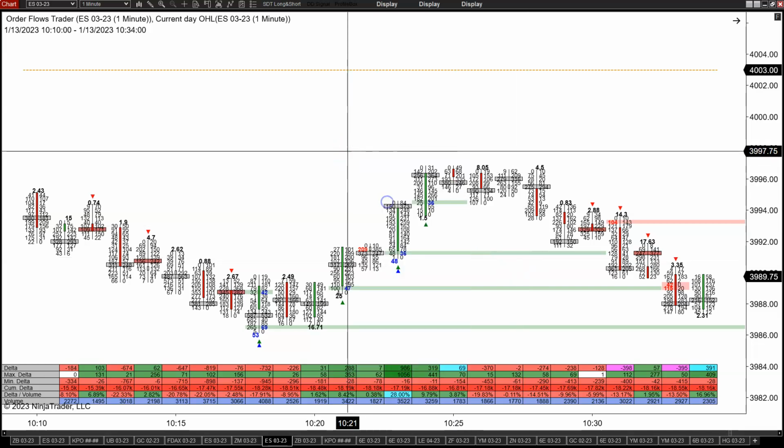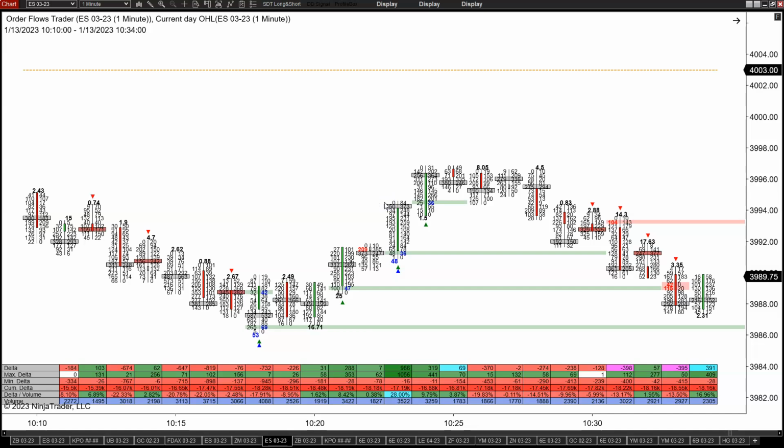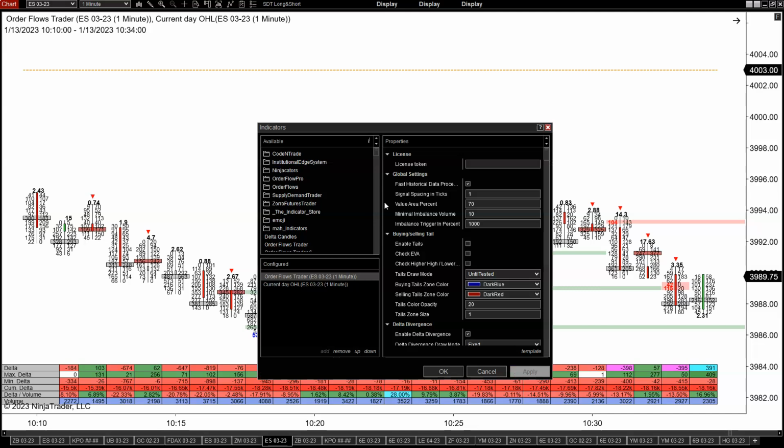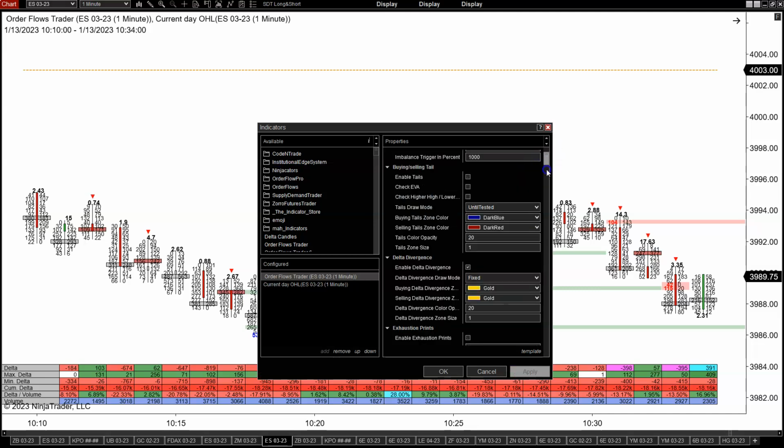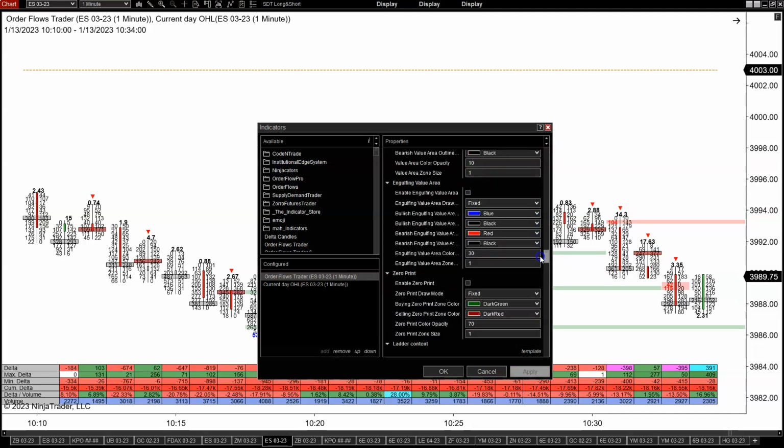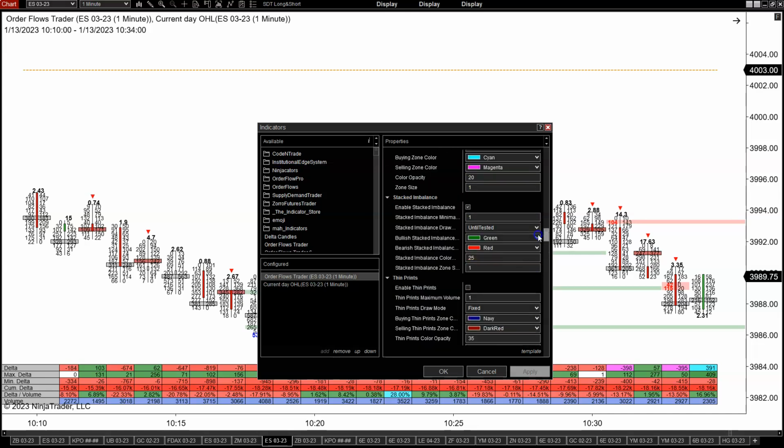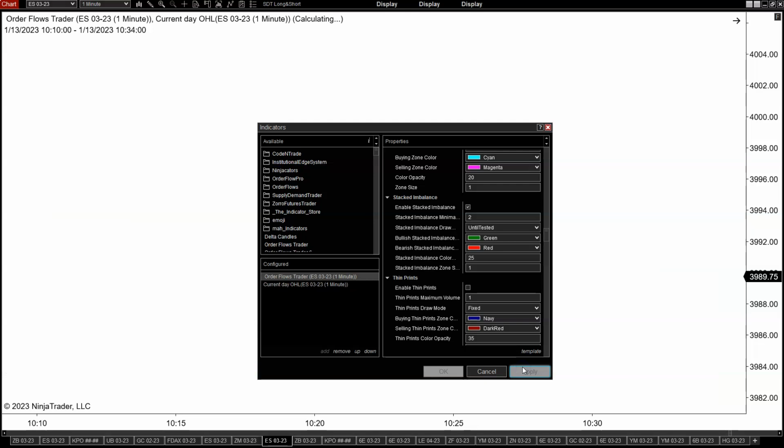So what you want to do is, instead of 1, because 1 is not that effective, honestly, especially at a ratio of 10 to 1. So what you can do, where is it, stacked imbalance? You change it to 2. So it's got to be a minimum of 2 either buying imbalances stacked neatly on top of each other, or 2 selling imbalances stacked neatly on top of each other.